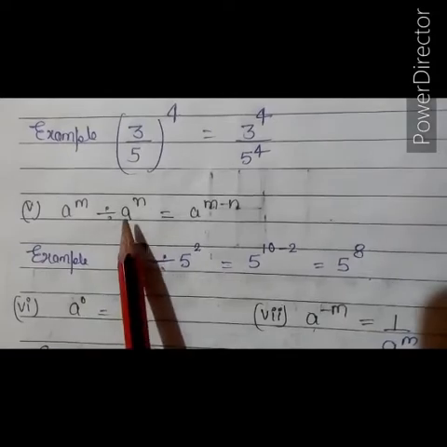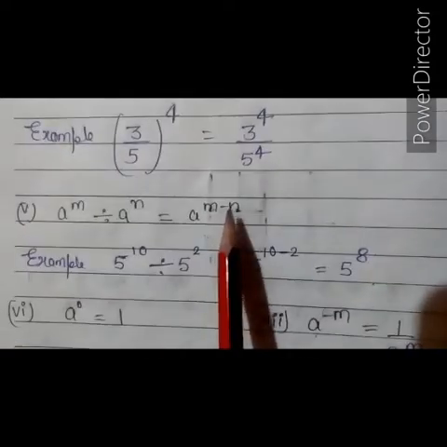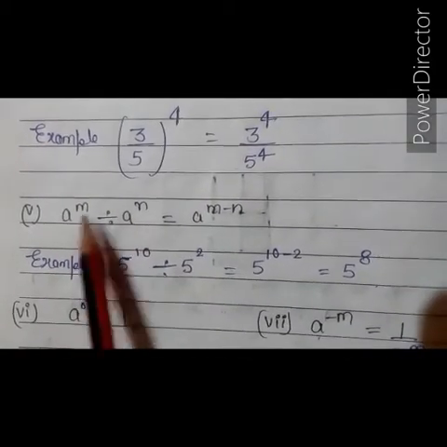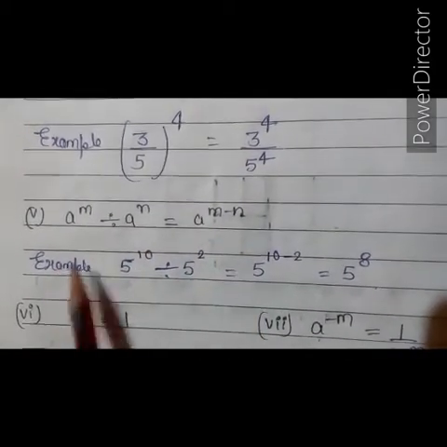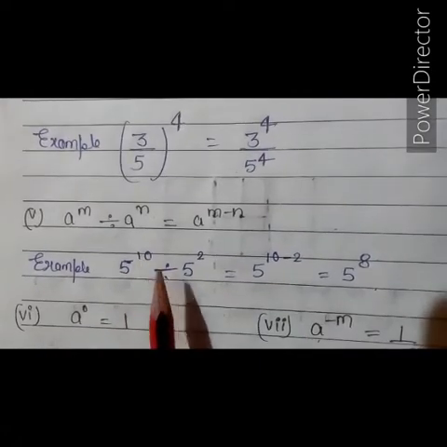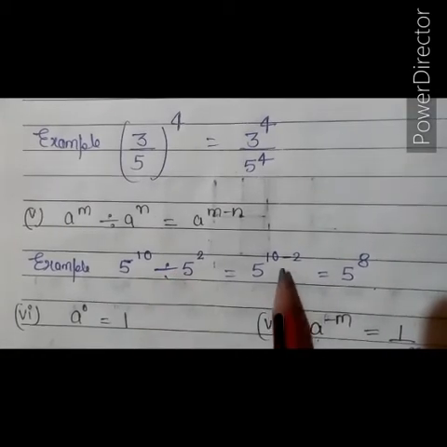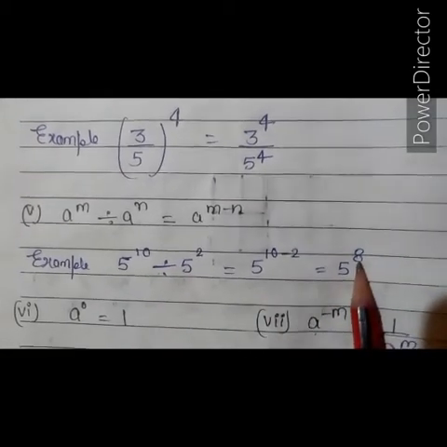Fifth law, a to the power m divided by a to the power n is equal to a to the power m minus n. In division, if bases are the same, powers will subtract. For example, 5 to the power 10 divided by 5 to the power 2 is equal to 5 to the power 10 minus 2, which is equal to 5 to the power 8.